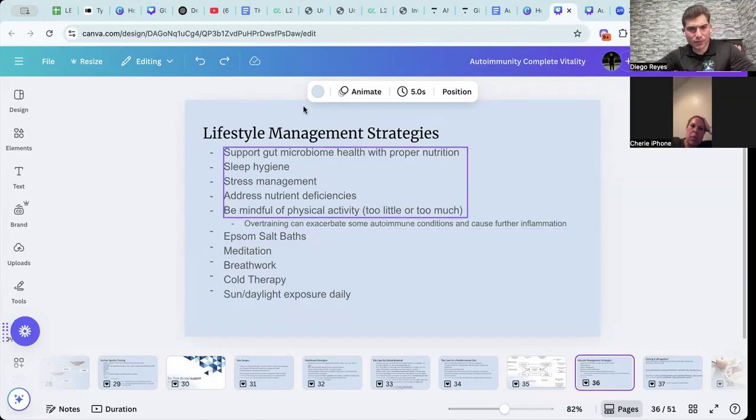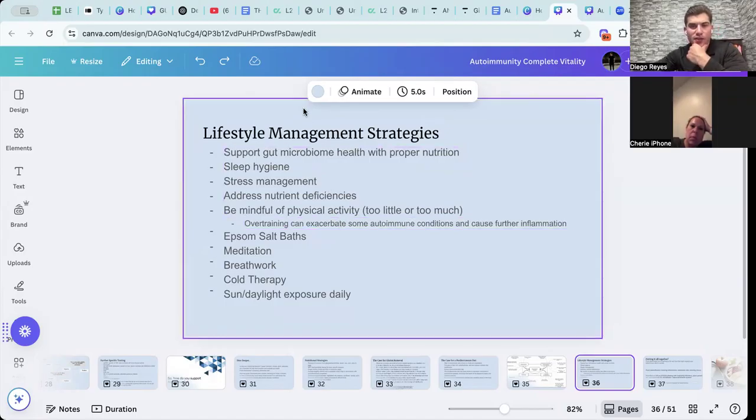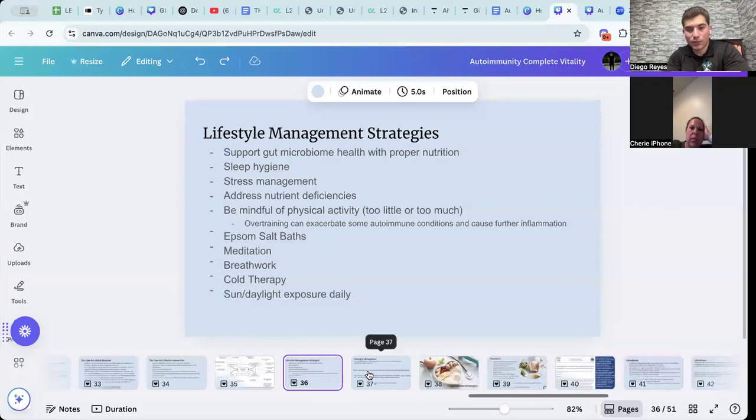So let's talk about some lifestyle management strategies to support your microbiome: proper nutrition, sleep hygiene, stress management, and addressing nutrient deficiencies are going to be some of the big ones. Nutrient deficiencies, really being low vitamin D. I'm telling you, vitamin D is so important, not just the supplement. Getting sunlight is so important. Using saunas helps you detox.